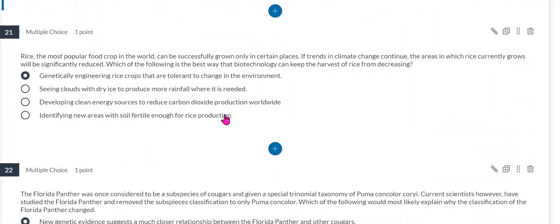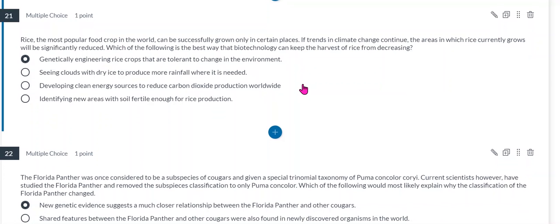Next, rice is the most popular food crop in the world, and we've successfully grown it in certain places. If trends in climate change continue, the areas where rice currently grows will be significantly reduced. Which of the following is the best way that biotechnology can keep the harvest of rice from decreasing? What we can do is genetically engineer rice crops that are tolerant to the change in the environment. You might have heard about the citrus greening in Florida, and the University of Florida is working on genetically modifying those citrus species to fight against that particular condition so they can overcome it and protect the farmers.